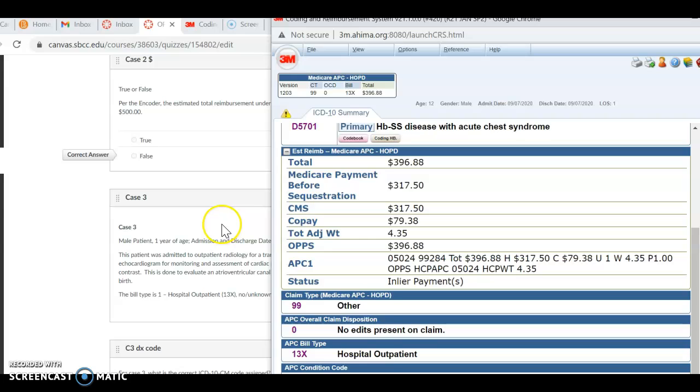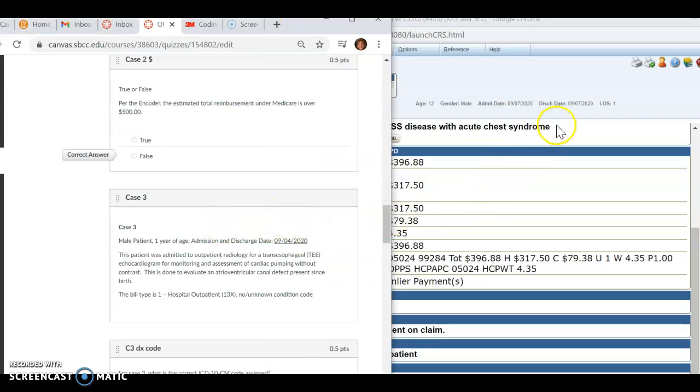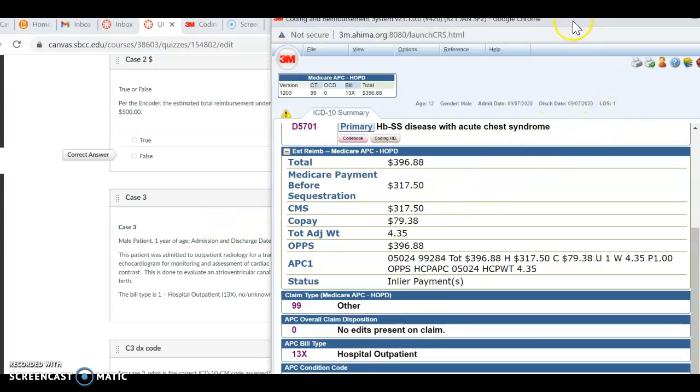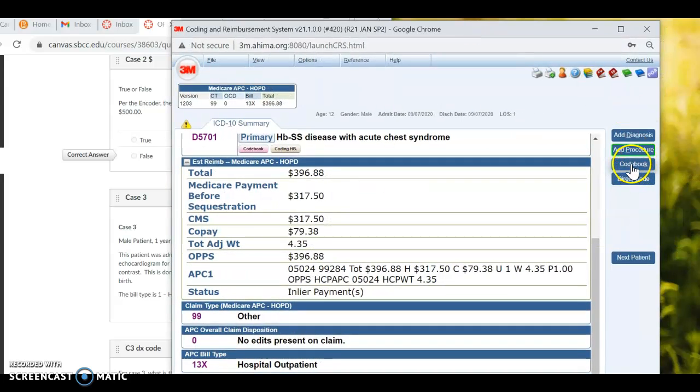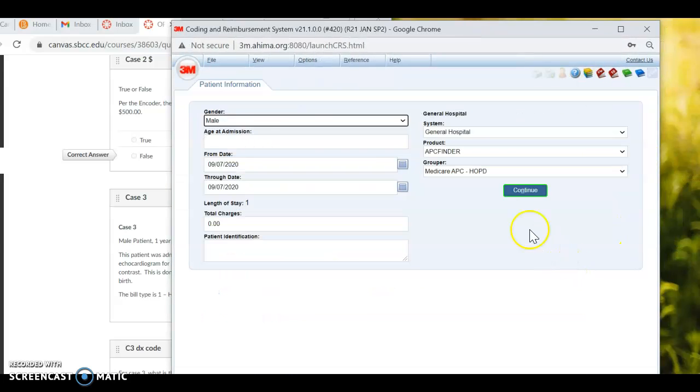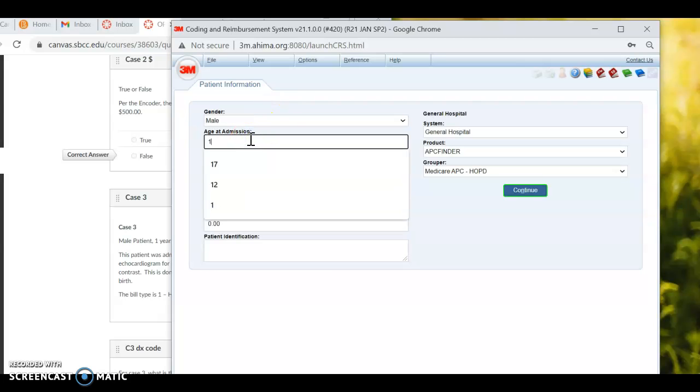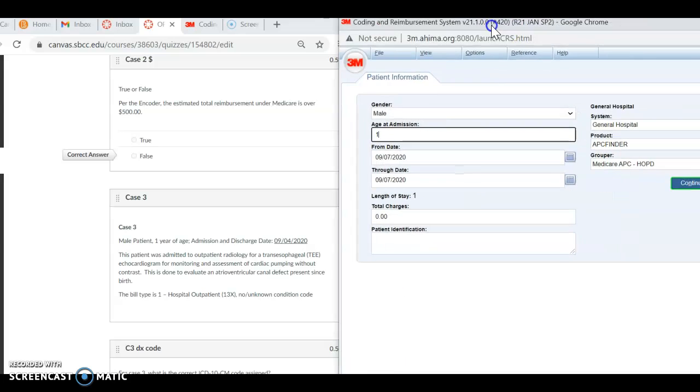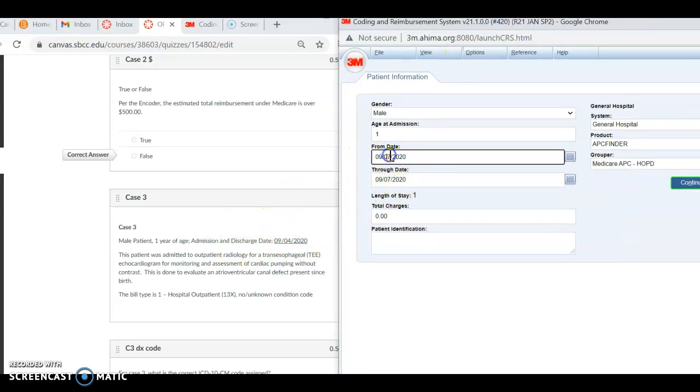Let's move on to case number 3. A few of you had some issues with this one. And I think once I explain it, you will understand it completely. So we have a male, we have age 1, and admit and discharge once again the same day.